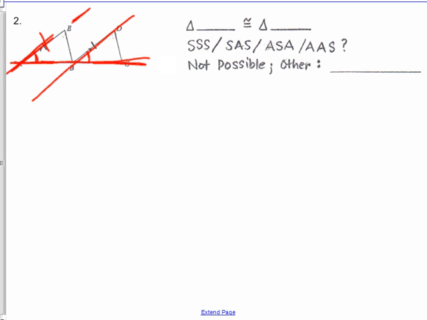So what we're going to do is we're going to say not possible, and we're going to say that we need angle E to be congruent to angle D.